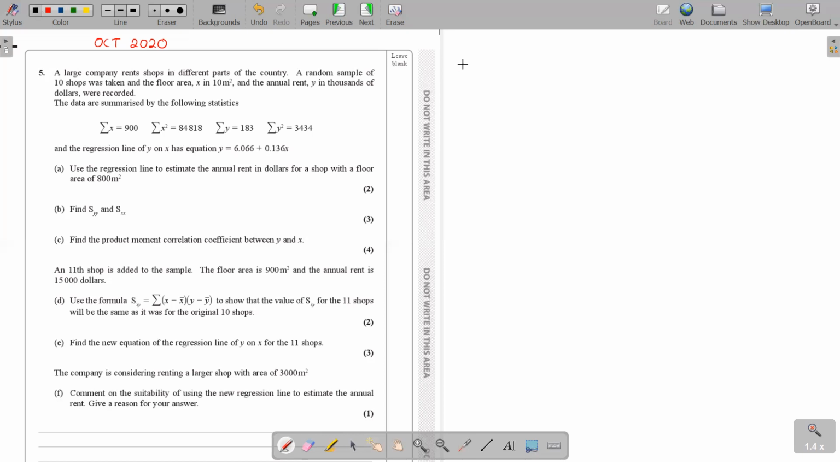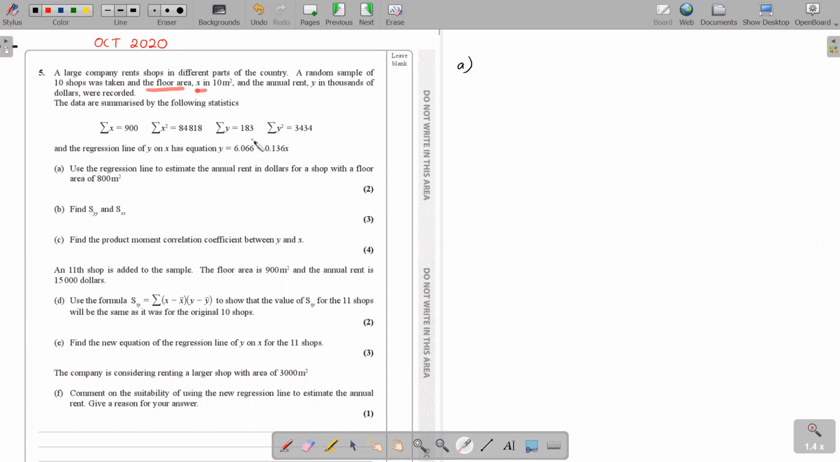So what are you supposed to do here? They have told you the floor area. You know the floor area is which variable? The floor area is the X variable. However, bear in mind the X variable is measured in tens, right? They say in 10 square meters. So if you are measuring your X variable in 10 square meters, what is the X input? Are we going to use X as 800 in this regression line? No. We are going to use X as 80. So X input is 80.